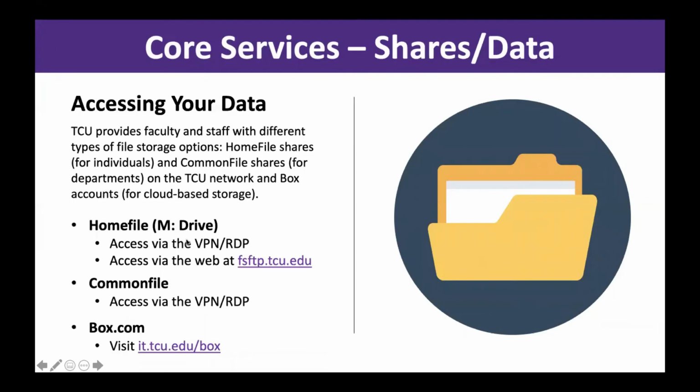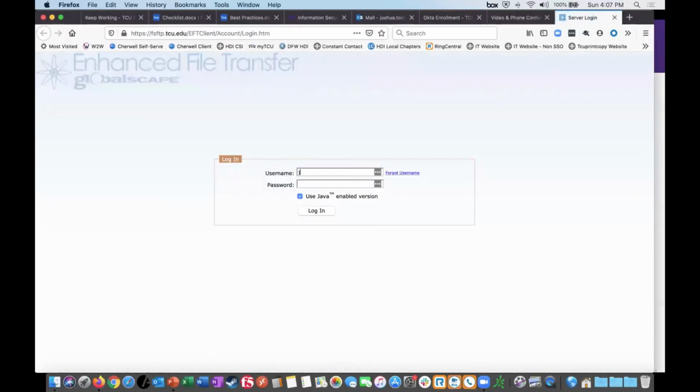Again, I'm going to tell you when you need to use the VPN or remote desktop to access those services. This is one where you can use that, but I'll give you an alternative. If you just want to access your home file, you can visit a site called fsftp.tcu.edu. And I will tell you, the login page on this is not real pretty, and this interface is just a little bit clunky, but it does work.